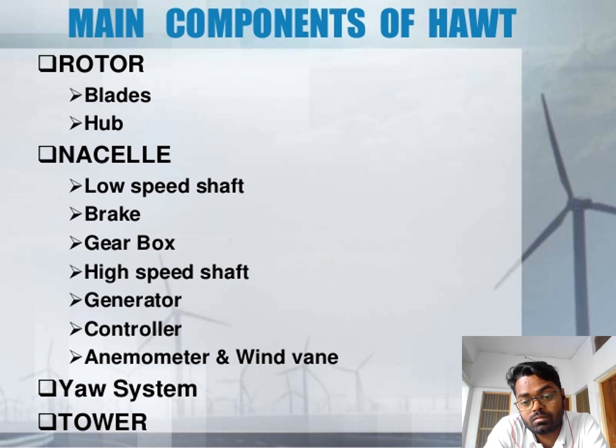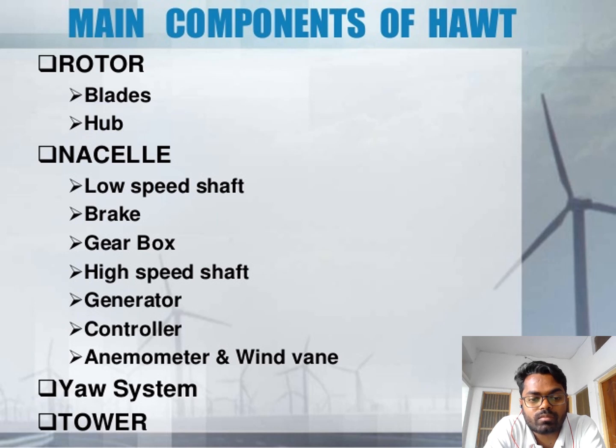Now keep in mind why we use a gearbox. The function of the gearbox is to increase low RPM to high RPM, and then we use the high speed shaft. One end of the high speed shaft is connected to the gearbox and the other end is connected to the generator. Hence, with the help of the gearbox, low speed is converted into high speed, which is required for electricity generation.